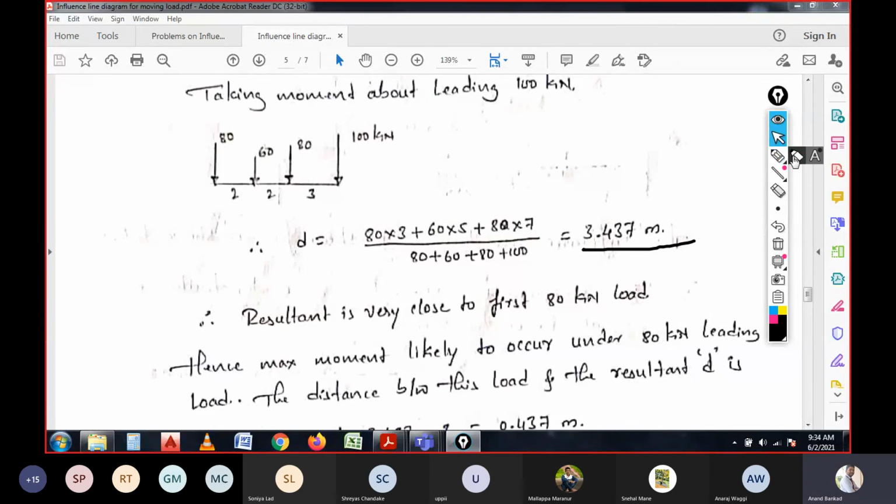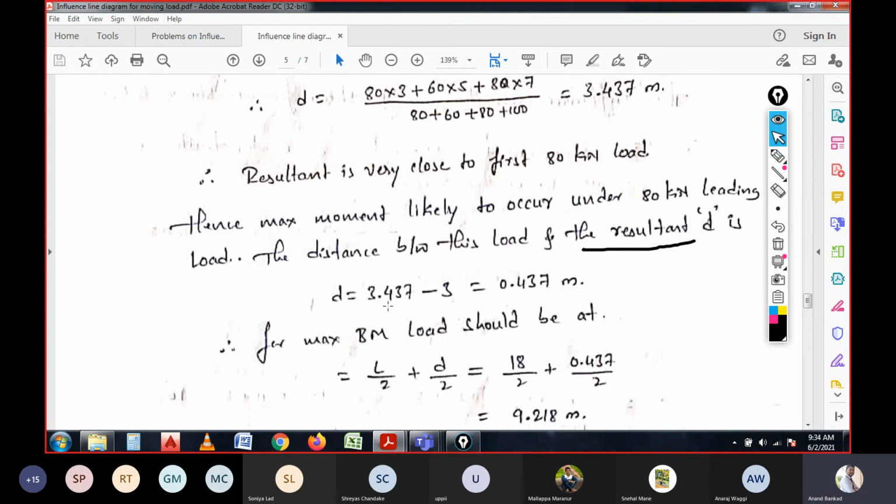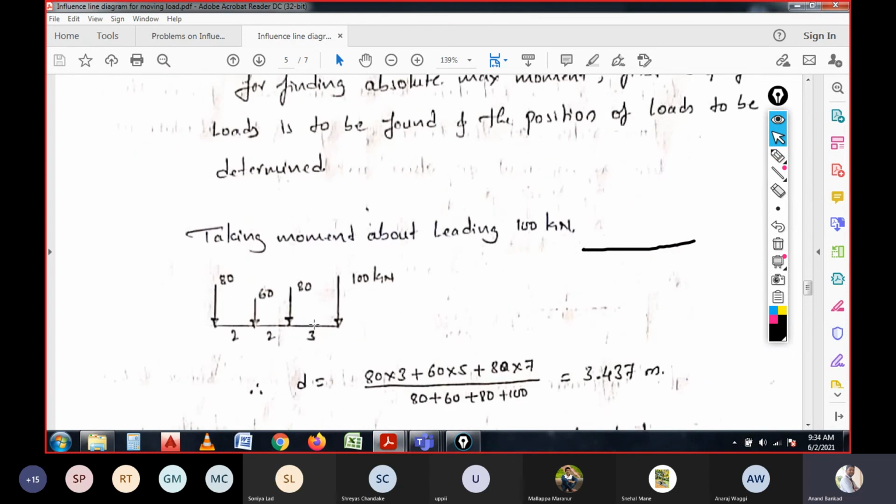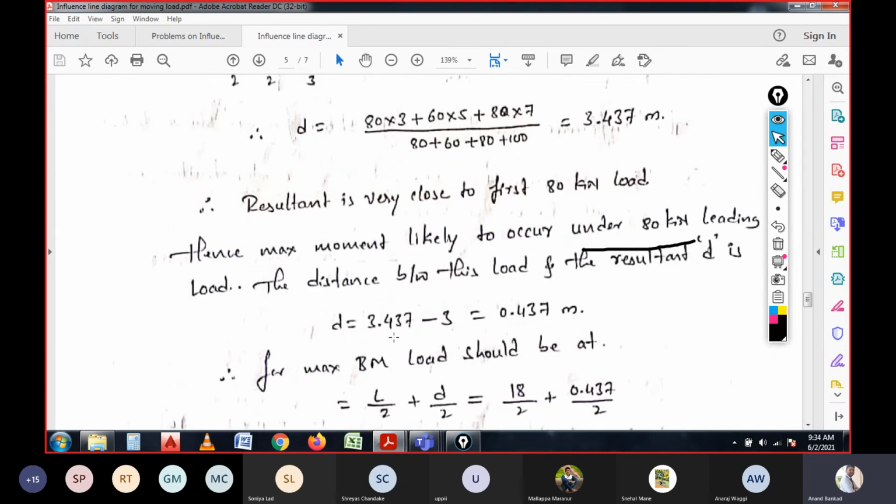Okay. So now D minus 3 meter. 3 meter is because this is the distance between 100 to 80, because from here we are measuring. So 3.437 minus 3 will be 0.437.